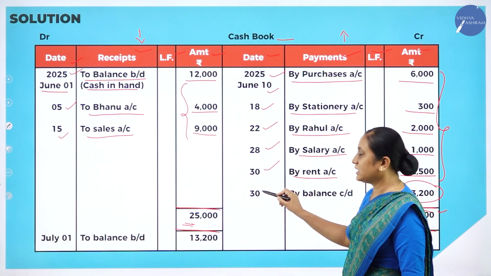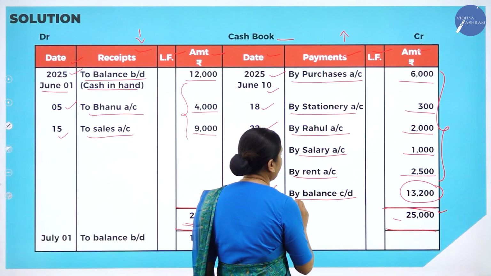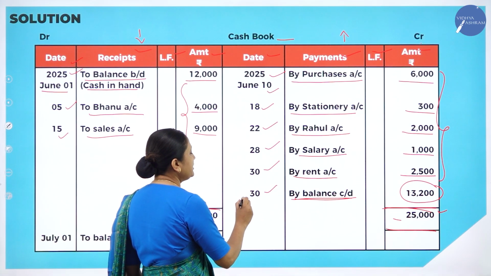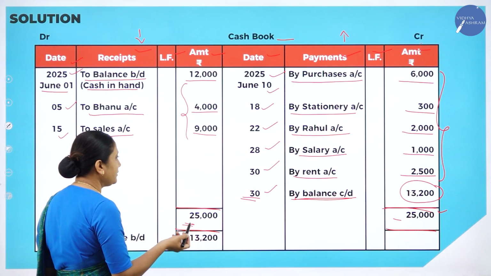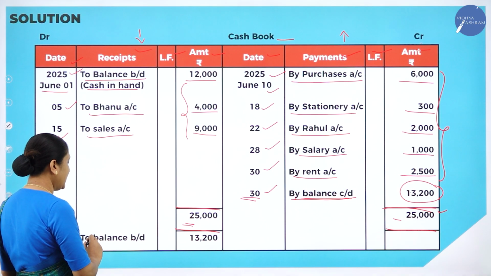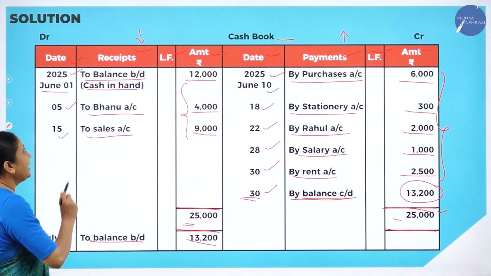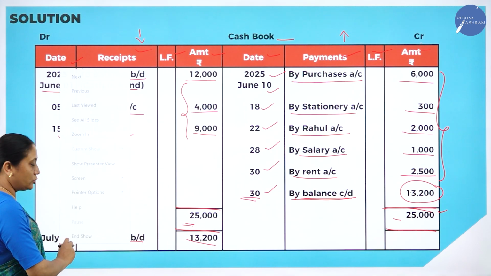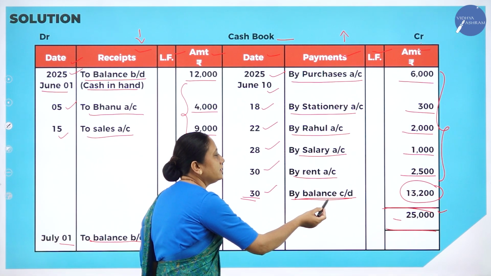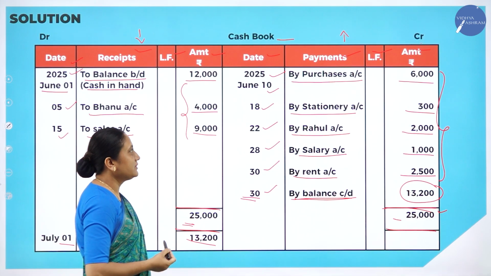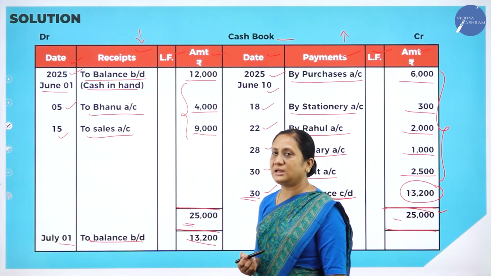Month end, we will write 30, by balance carried down. For this amount, what do we have to write? We have to write by balance carried down. Which date will you write? Month end, June 30th. The same carried down is brought down for the next month. To balance brought down 13,200. After June, what is the next month? July 1. July 1, to balance brought down, the same amount, brought down here. This is how you prepare the single column cash book or simple cash book.